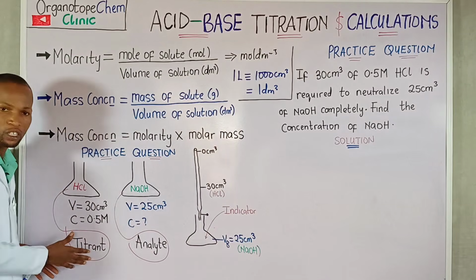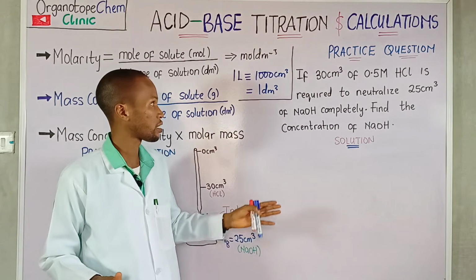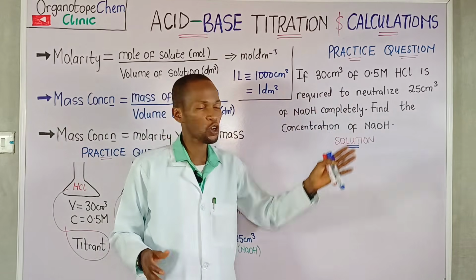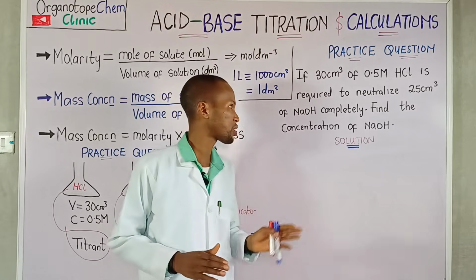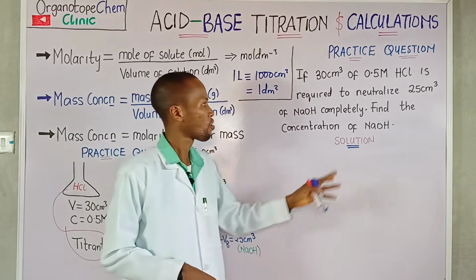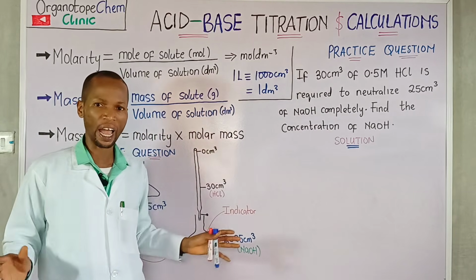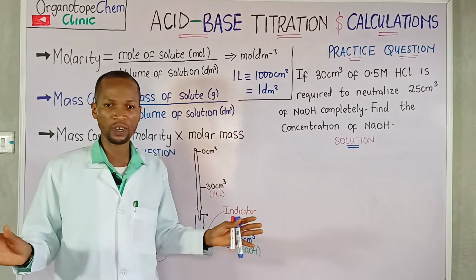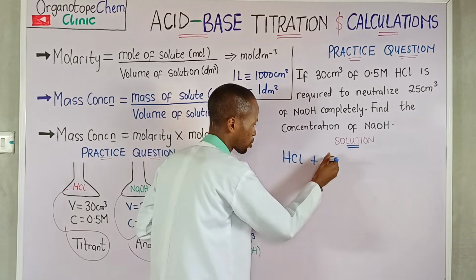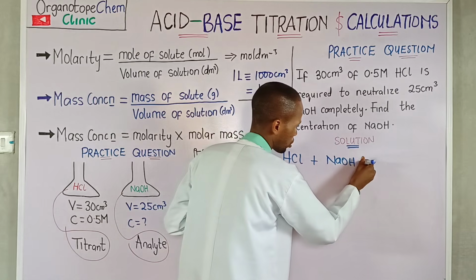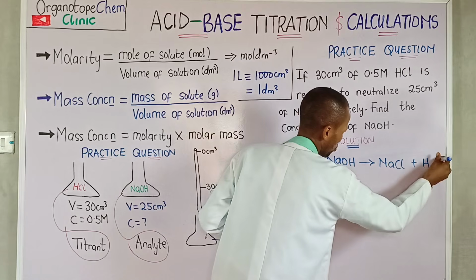From the expression on the board, I've been able to deduce a practice question for this titrimetric analysis. If 30 cm cube of 0.5 molar hydrochloric acid is required to neutralize 25 cm cube of sodium hydroxide completely, find the concentration of sodium hydroxide. The first thing we are expected to do is to write a balanced chemical equation for this reaction. We have hydrochloric acid reacts with sodium hydroxide to give sodium chloride plus water, H2O.